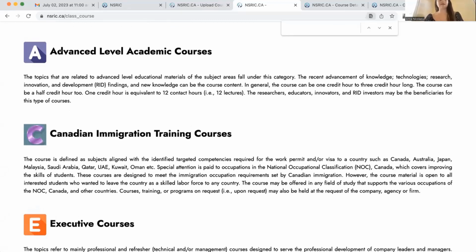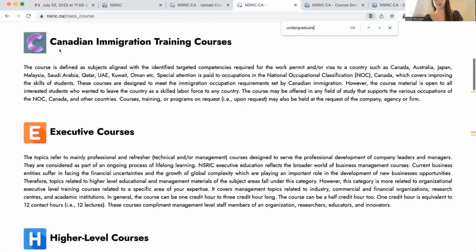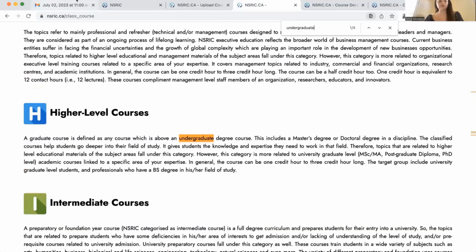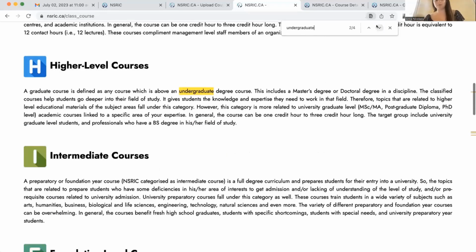So for example, let's say I'm doing a post-secondary undergraduate level course. I could type in undergraduate or bachelor's, and it brought me to higher level courses. Graduate course is defined as any course which is above undergraduate level. Okay, so that's not quite it, because that would be above undergraduate, and we're looking for something that is undergraduate. So I'll move to the next one.